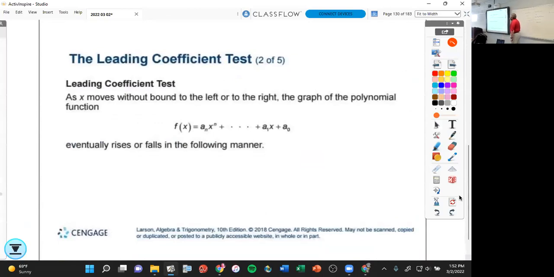The leading coefficient test: as x moves without bound to the left or to the right, the graph of the polynomial function eventually rises or falls in the following manner. This is a very generic way of writing what a polynomial function looks like. All polynomial functions look like this. The a sub n, all the way to a sub 1, a sub 0, those are simply your coefficients. And the subscripts indicate that they're not necessarily the same. Then up at the top, you have x to the n, x to the n minus 1, x to the n minus 2, and so on, x to the first, x to the 0. Okay, descending powers, correct? Okay.